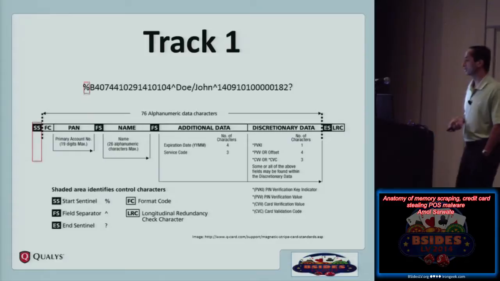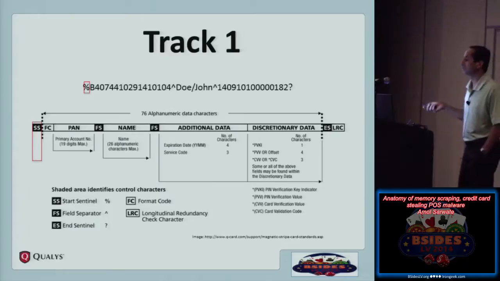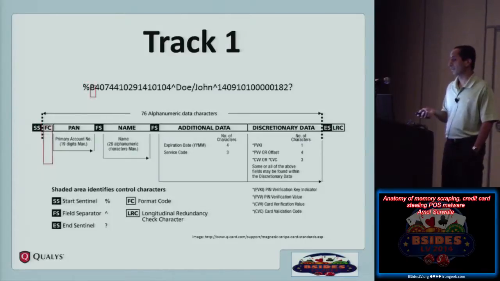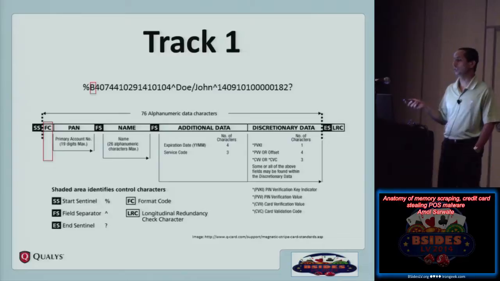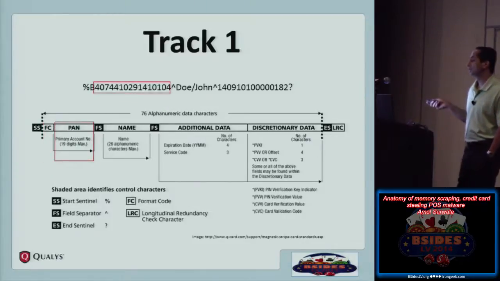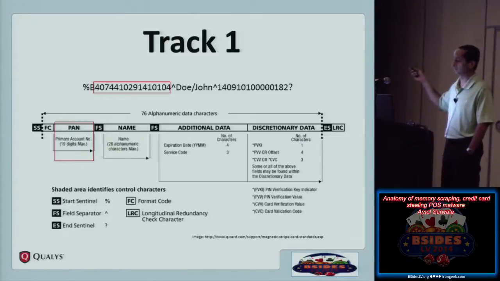So basically it starts with the start sentinel, which is basically just a fancy name for a start field. It tells that this is the start of the track 1 data, which is a % sign. Then it has a format code, which is B for credit cards. Usually that's what I've seen. After that, what follows is a 19-digit PAN, or primary account number. This usually is a credit card number, which is printed on the front of your card. And this card number is a fake one, so don't worry about that.